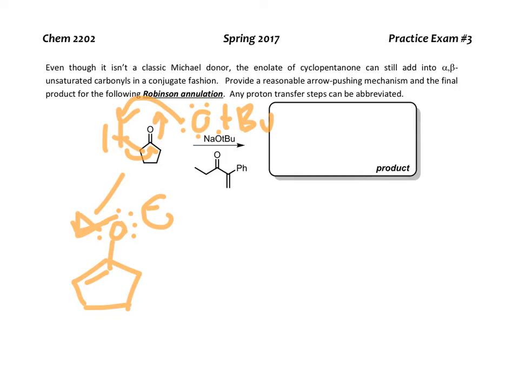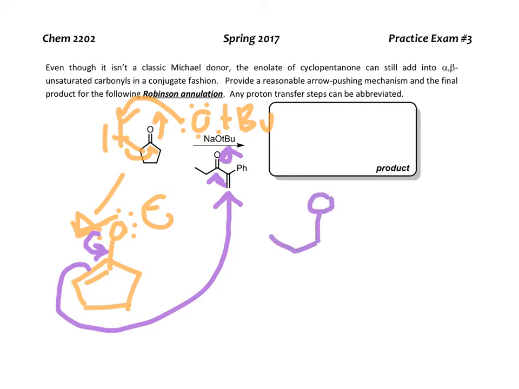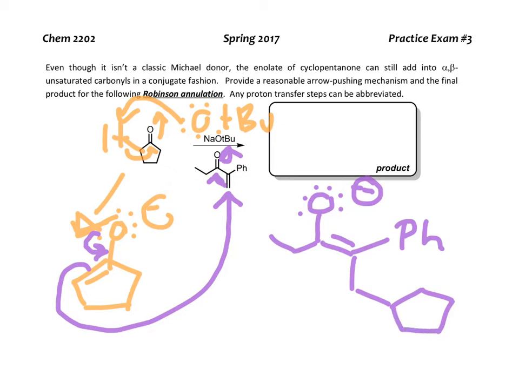All right, now what happens is these lone pairs kick down, reform the carbonyl, okay, and these are going to attack in a conjugate fashion. They're going to attack the beta position of our alpha-beta unsaturated carbonyl, okay, and this is going to give us a new enolate, and now this end carbon at the bottom is going to be bound to our cyclopentanone ring.